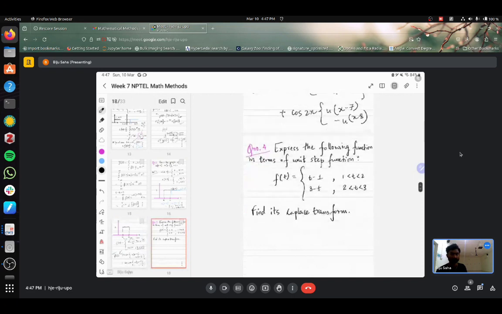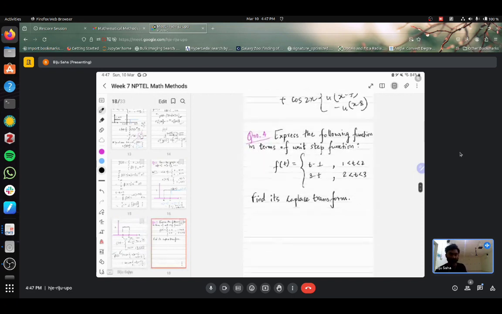Yeah. So this is one example. Similarly here you see the definition is divided into two parts in two ranges. First of all it has been asked to express the function in terms of unit step function, and then you have to find the Laplace transform.